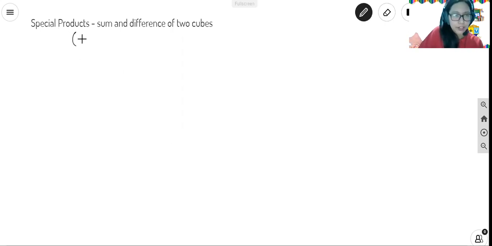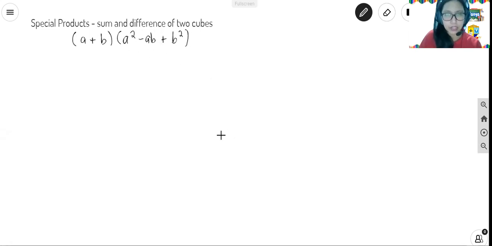So we have here, for example, A plus B times A squared minus AB plus B squared. If we have this kind of pattern, the answer to this is actually the cube of the first term here and the last term. So we will have a cube plus b cube.